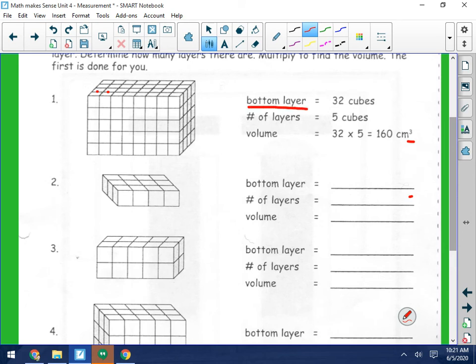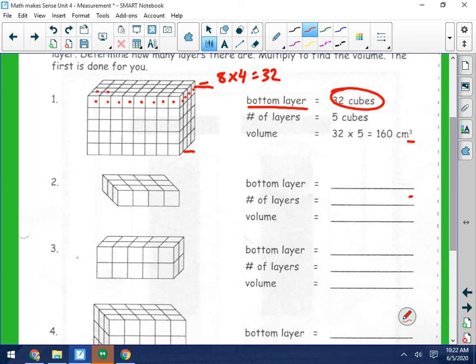How many cubes are in the bottom layer? Well, I'm not going to look at the bottom, I'll actually look at the top. There are 1, 2, 3, 4, 5, 6, 7, 8. The top there is 8 by 1, 2, 3, 4. 8 by 4. 8 times 4 is 32. So there's 32 cubes in one layer.